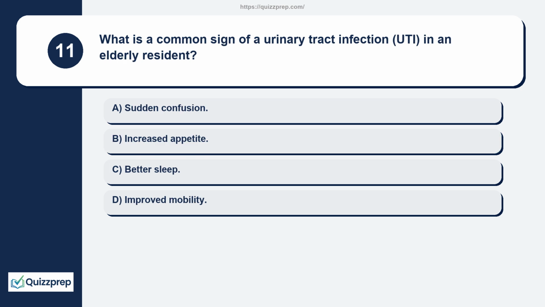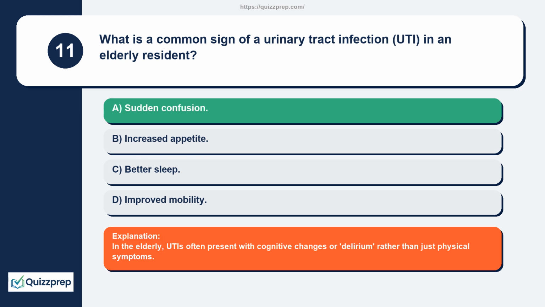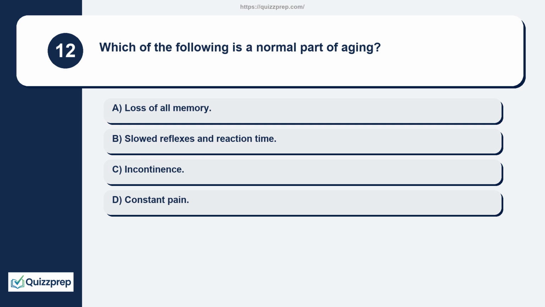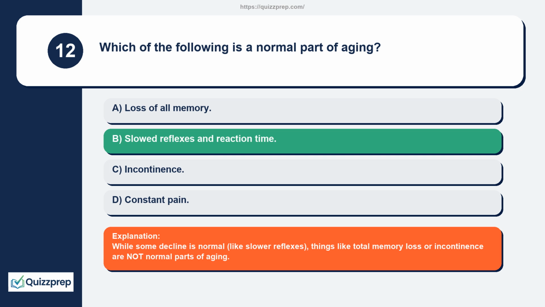Question 11. What is a common sign of a urinary tract infection, UTI, in an elderly resident? Sudden confusion, increased appetite, better sleep, improved mobility. In the elderly, UTI often presents with cognitive changes or delirium rather than just physical symptoms. Question 12. Which of the following is a normal part of aging? Loss of all memory, slowed reflexes and reaction time, incontinence, constant pain. While some decline is normal, like slower reflexes, things like total memory loss or incontinence are not normal parts of aging.